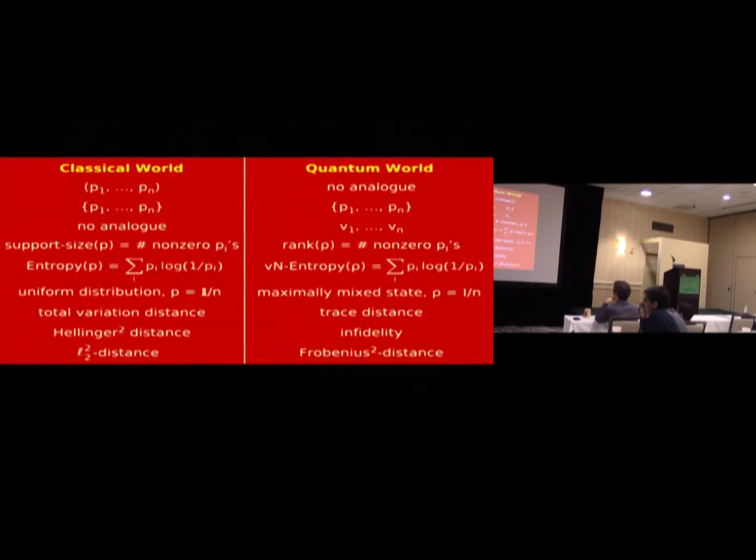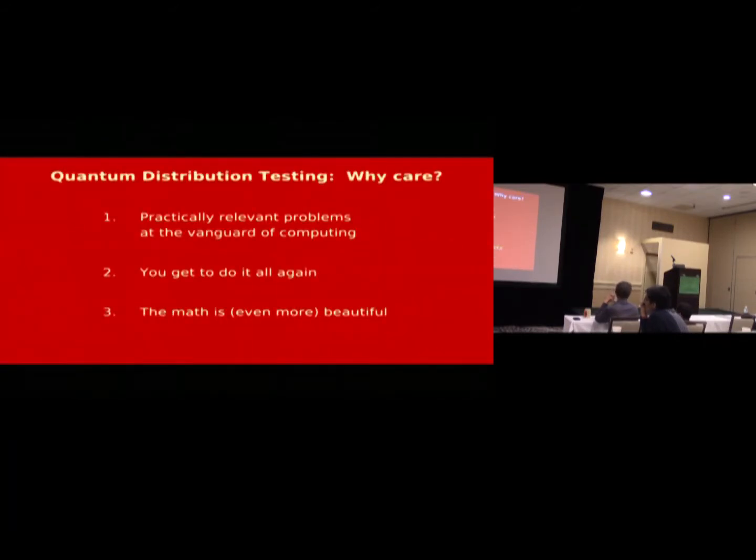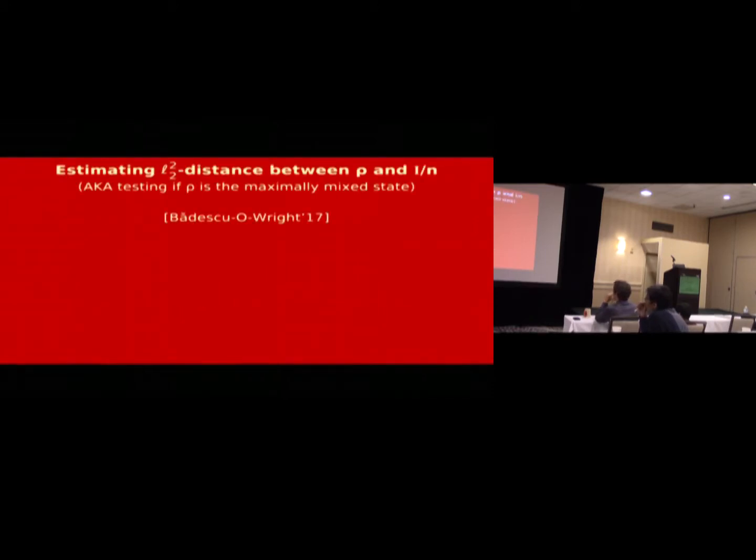So let me tell you one more example along these lines, about designing maybe a non-trivial algorithm. Let me look at the analog of the problem that we talked about at the beginning: estimating the distance of an unknown state to the maximally mixed state, the identity matrix over n. We have this unknown state rho, and we're interested in its Frobenius squared distance, or L2 squared distance, from the maximally mixed state.